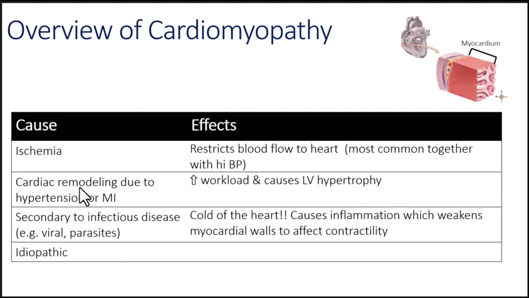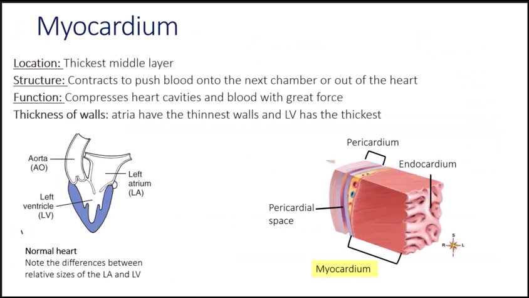Another cause is cardiac remodeling, where the heart actually has to remodel itself because maybe somebody has had sustained hypertension or a myocardial infarction, where the heart has to work harder and it undergoes hypertrophy. That is a form of cardiomyopathy. In other cases, somebody could have an infectious disease and then secondary to that, they develop cardiomyopathy, almost like they have a cold of their heart. Inflammation of the heart causes weakening of the heart walls, which affects its ability to contract properly. And then good old idiopathic causes, where it occurs for an unclear reason.